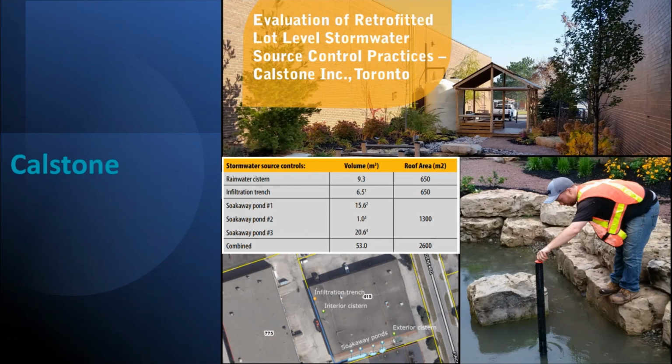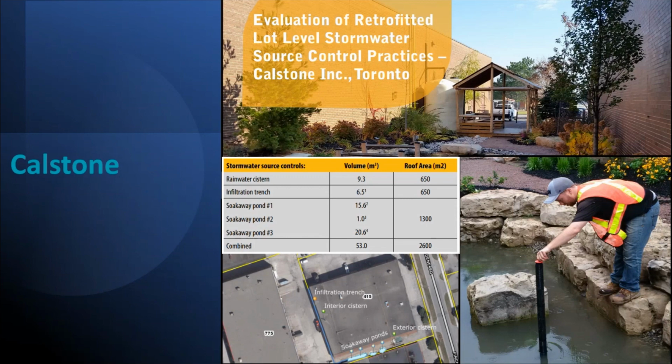Calstone benefited from supportive grants from Earth Day Canada, the Ontario Ministry of Environment and Climate Change, now the Ministry of Environment, Conservation and Parks, the Water Innovation Grant, and PPG's Water Stewardship Capital Grant. The project included additions of a 9,300-liter rainwater cistern, shown here, a landscape irrigation system, a rear lot infiltration trench, and 3 soak-away ponds, with a lined decorative pond and fountain.